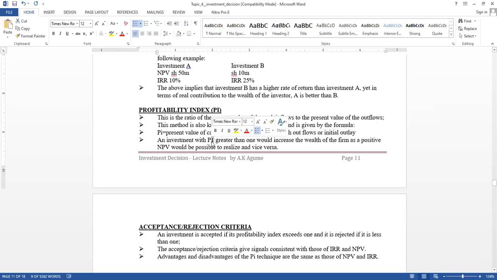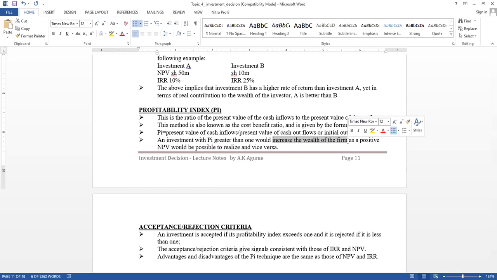So an investment which has a PI greater than 1 would increase the wealth of the firm. Because that means that you'll be able to generate a positive NPV. It is easier to generate a positive NPV as long as the PI is greater than 1. And you may find that you may have 5 projects, and maybe all the projects have got a PI which is greater than 1.